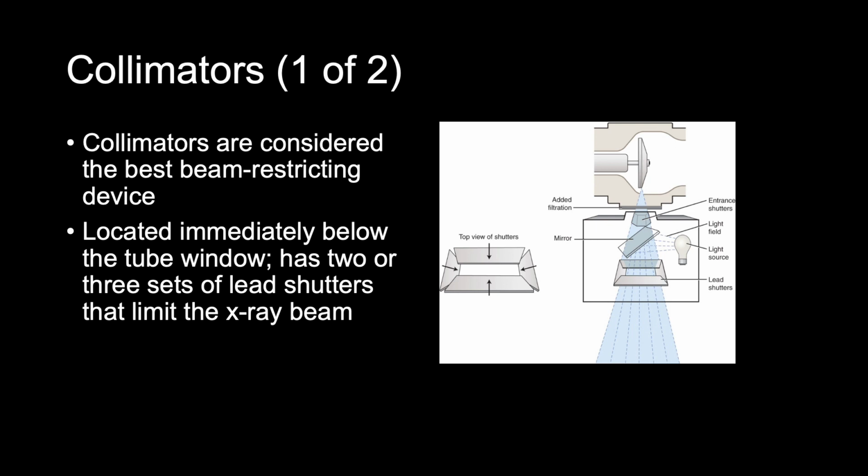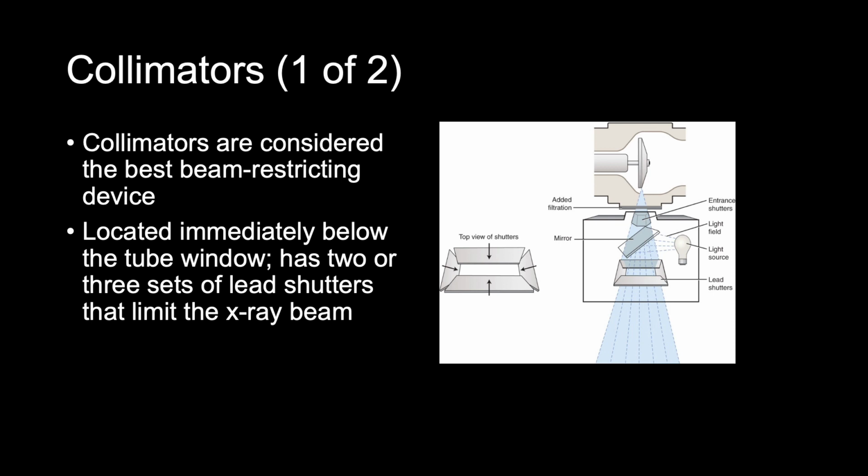Collimators are the most sophisticated, useful, and accepted beam restricting device. They are considered the best beam restricting device available for radiography. Beam restriction accomplished with the use of a collimator is called collimation, and that is what we are used to hearing. The terms collimation and beam restriction are used interchangeably, so they do mean the same thing.